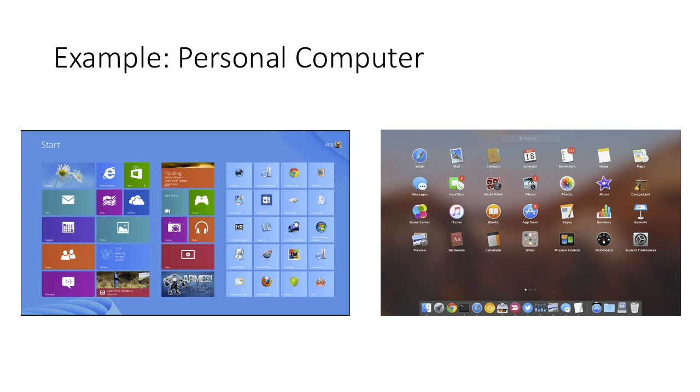So then you also have the personal computer. You can just see here, this is an example of the Windows tiles versus the Mac control center. What's interesting here is they both accomplished really the same thing, but they have different UIs, different tools to accomplish the same type of task.